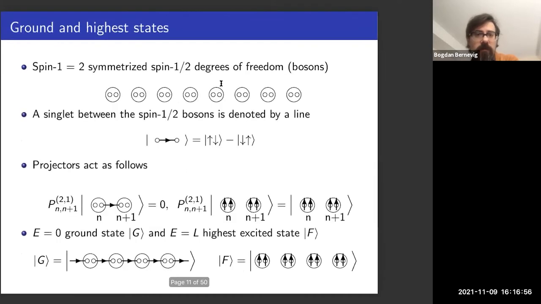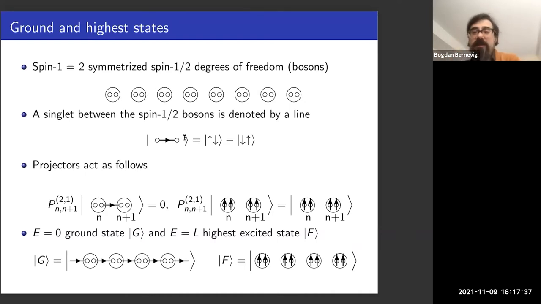So now, how do you find the ground state and the highest excited state? Well, the ground state is actually very simple, in the sense that you take every spin one on one site, and you form the spin one out of two spin one half degrees of freedom, symmetrized. And then I'm going to dimerize these spin 1/2 degrees of freedom in between sites so that they form a singlet. And the pictorial representation of the singlet is denoted by a line here.